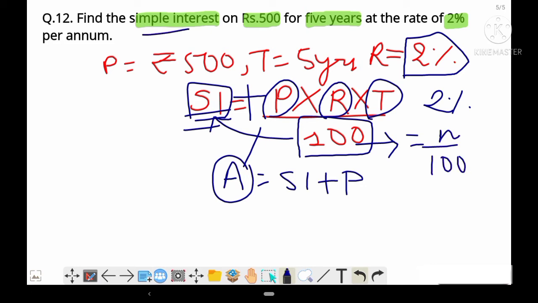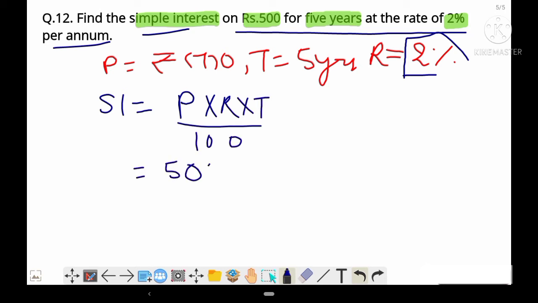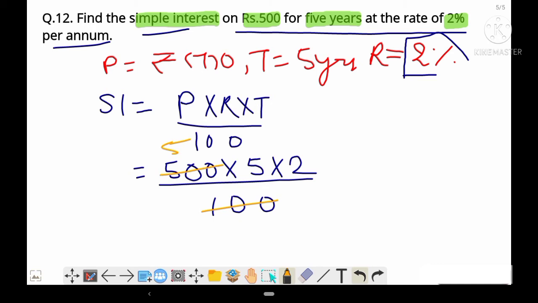Okay, so let us find simple interest for these data for question number 12. Okay, so SI is equals to P into R into T upon 100. So 500 into 5 into 2 upon 100. So now cancel it. 100 5s are 500, 5 5s are 25, and 25 2s are 50. So SI is equals to 50. Okay, so this is your answer.